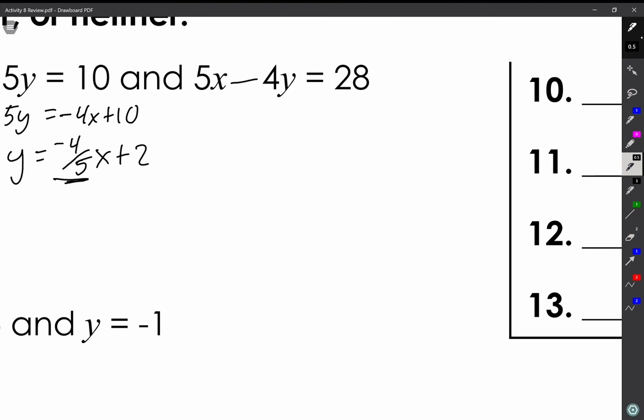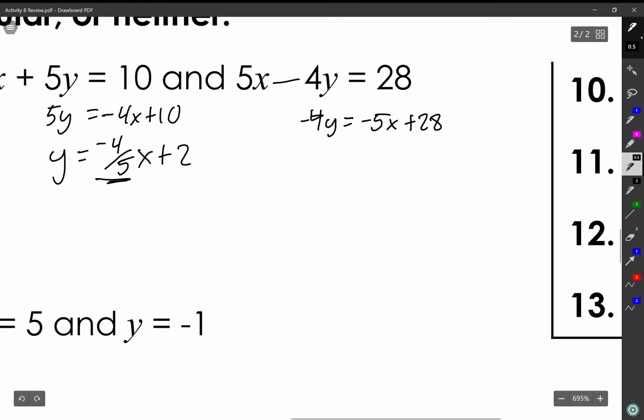Now this one again, 5x minus 4y is equal to 28. We're going to subtract 5x. That'll leave me with negative 4y is equal to negative 5x plus 28. Okay, so then I want to divide both sides by negative 4. Y is equal to negative 5 over negative 4 x.